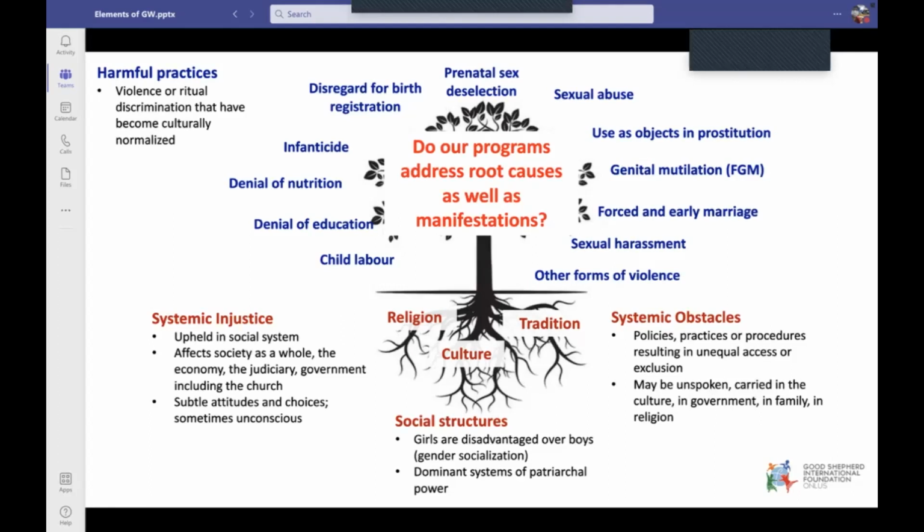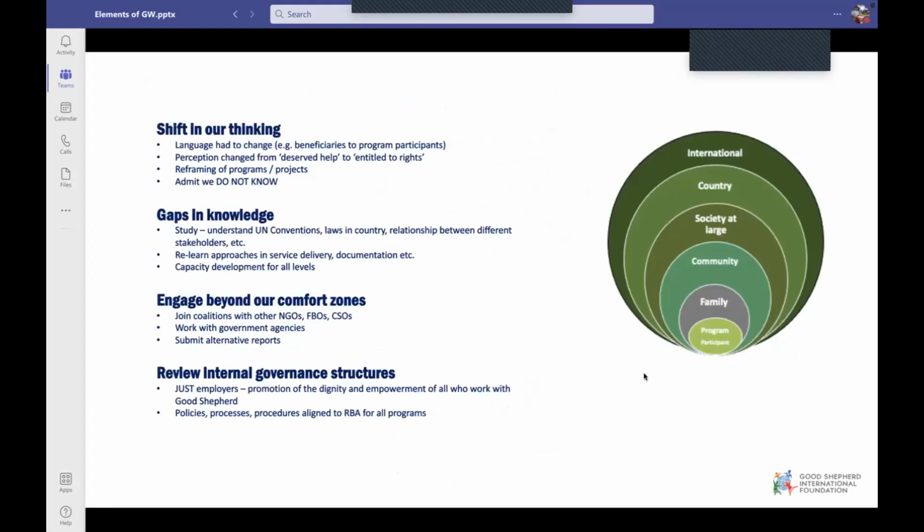So when we look at a project and the intervention, that's why it's so important that you do documentation, so that when you do advocacy, it is evidence-based. Programs must address both root causes as well as manifestations. And this is where we are. Sometimes we need to shift in our own thinking. Sometimes we have gaps in our knowledge. We need to go beyond our comfort zones and say, it's time to change. We cannot be doing the same thing every year. And then we need to review our internal governance structures in answer to the call to universal justice.